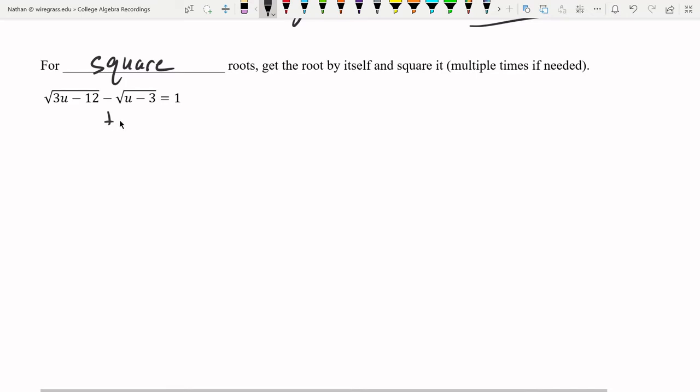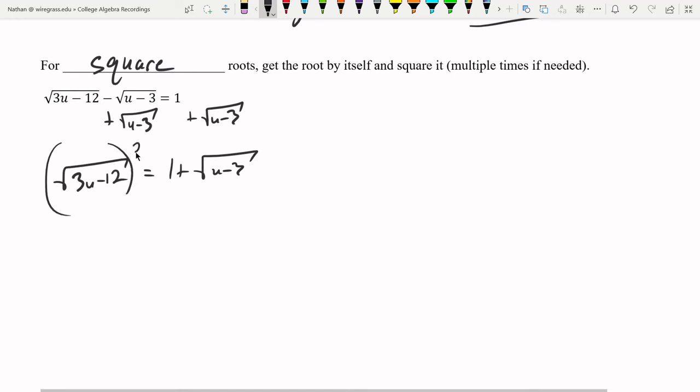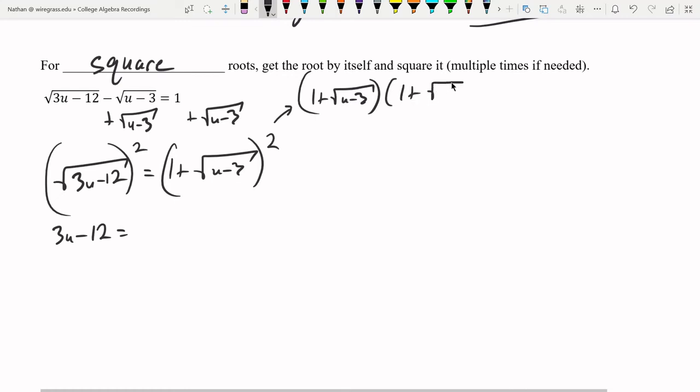So first off, I'm going to add u minus 3 to the other side. Well, the square root of u minus 3. That's going to give me 3u minus 12 by itself. And now I can square both sides. And when you square both sides, you're not squaring each term individually, you're squaring the entire side. And that changes how you simplify, because now we have to expand this binomial. Right? It's going to be 1 plus root u minus 3 times 1 plus root u minus 3.